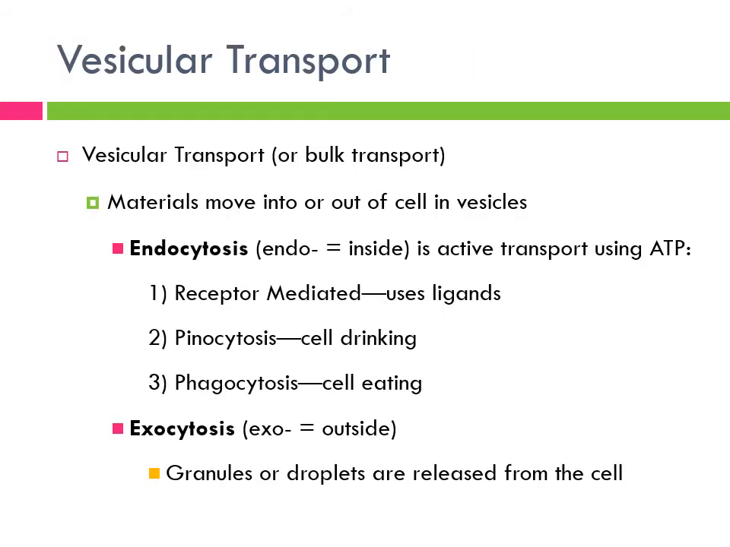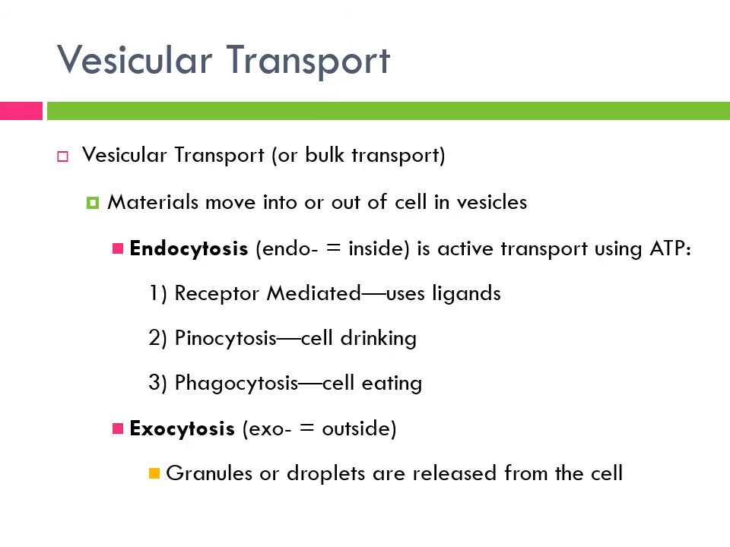Vesicular transport utilizes vesicles, also called bulk transport, to move materials in and out of the cell. Endocytosis means bringing materials into the cell, and this can happen through receptor-mediated endocytosis using ligands. Ligands are going to bind to receptors on the cell membrane. We'll see that in a picture.